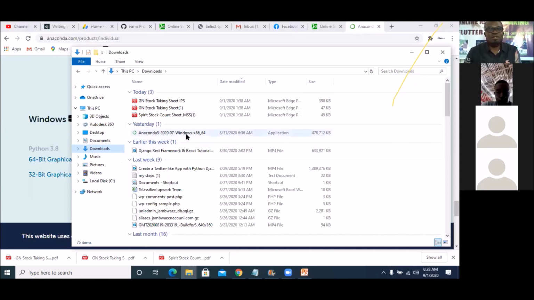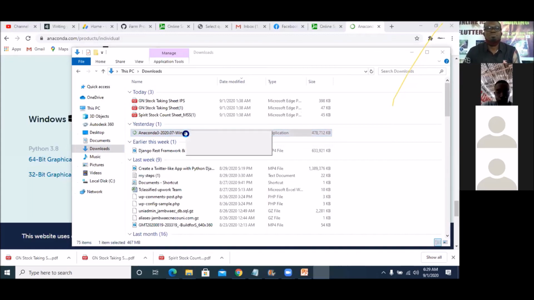So I'm double clicking on the file so that I can get it installed. Please get it downloaded and we install it. So let's install Anaconda now. Okay, so you can see that it's installing. It says please wait while setup initializes. So it's installing currently.